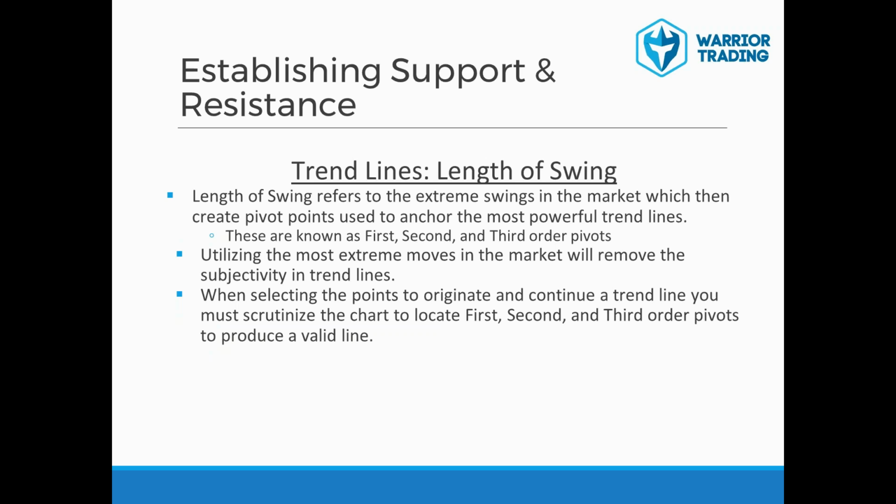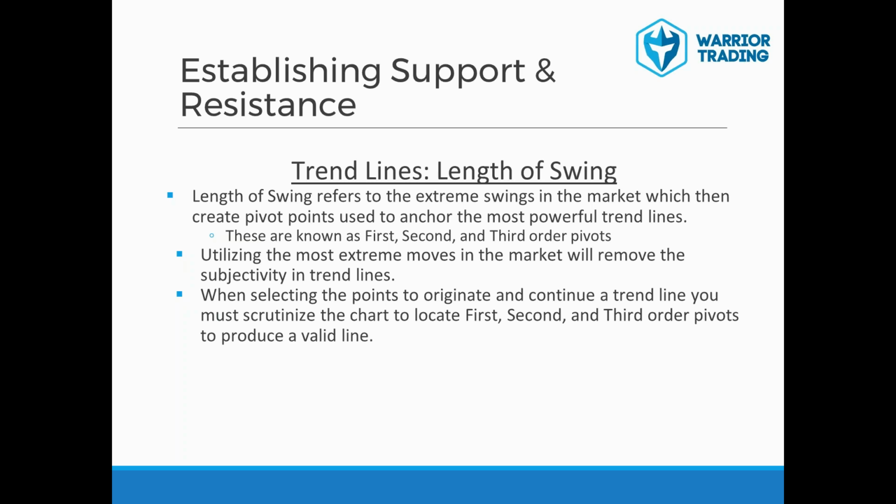Another very important part of trend lines is something called length of swing. Some of you may or may not have heard of this term, but it is something you need to be aware of when drawing trend lines. Length of swing refers to the extreme swings in the market, which then create pivot points used to anchor the most powerful trend lines. These are known as first, second, and third order pivots.